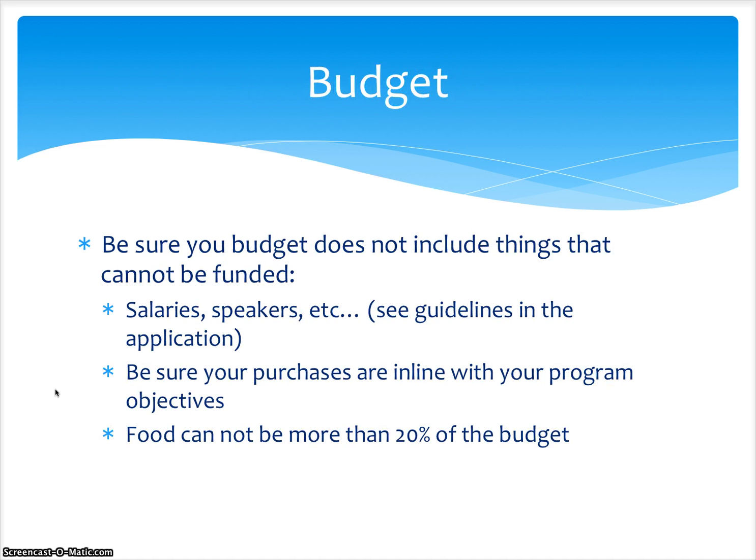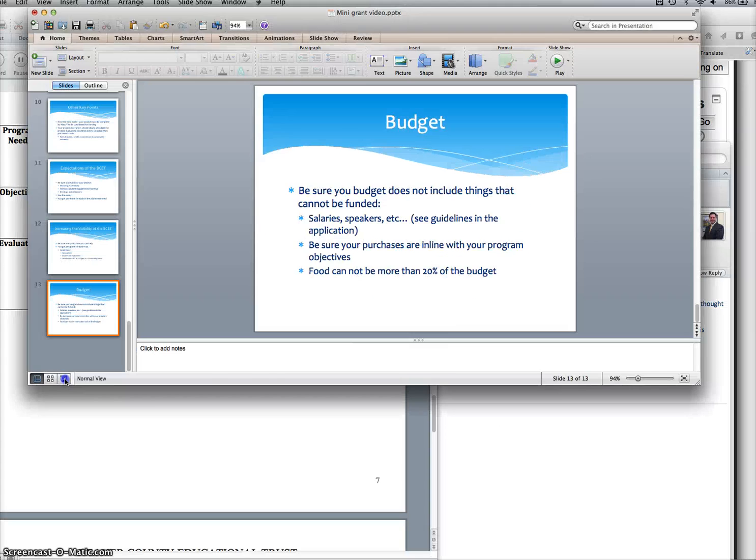When you're completing your budget, it's important that you remember a few things, all of which are detailed in the guidelines at the front of the application. The grant cannot fund salaries, speakers, a number of other things. You want to make sure that you look at that at the front of the grant. You also want to be sure your purchases are in line with the program objectives. So if you're talking about implementing a program on tennis, you're certainly not buying soccer balls, for example. And then you also need to note that food cannot exceed more than 20.